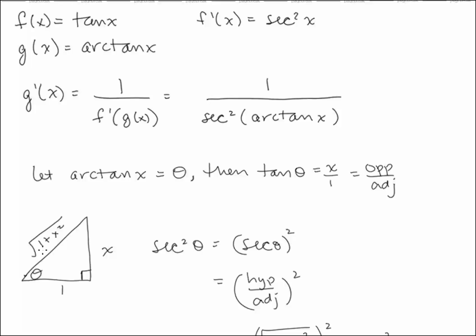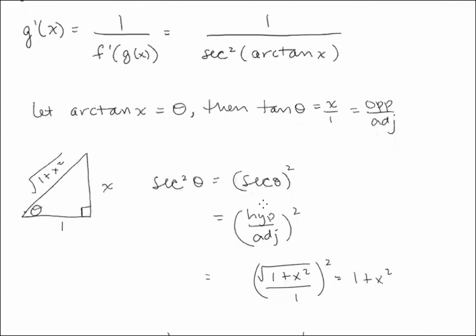Now we're looking for secant square of arctan x, so that's secant square of theta. So that's hypotenuse over adjacent quantity squared. So that's radical 1 plus x squared over 1 quantity squared, or 1 plus x squared. So going back up here, we have 1 over 1 plus x squared.